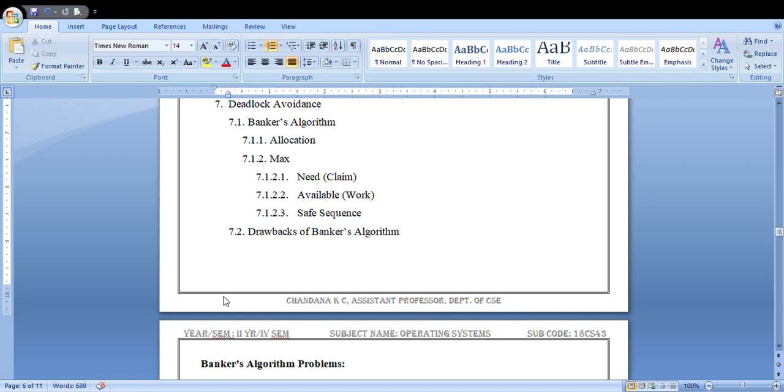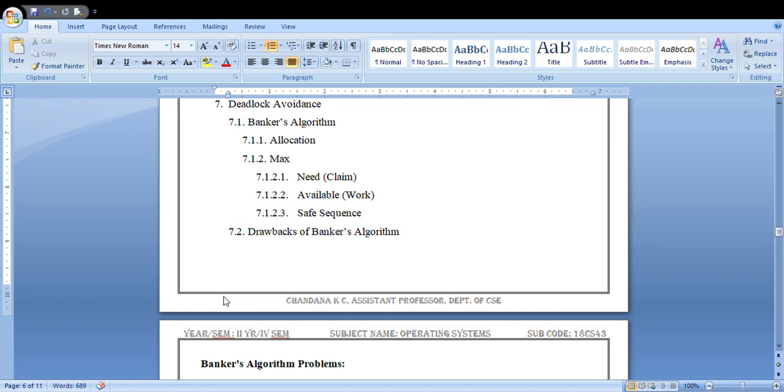In such a way, Banker's algorithm also checks whether the processes are in a safe state or not. In the unsafe state, there may be a chance of deadlock, but when you consider it a safe state, there is no chance of deadlock. This is all about Banker's algorithm.